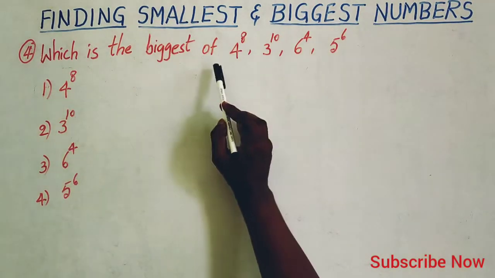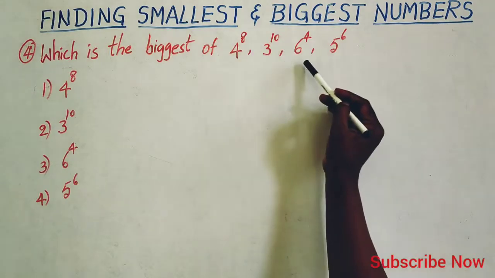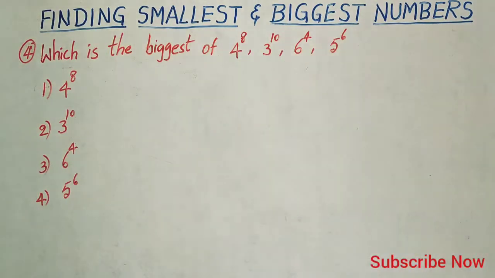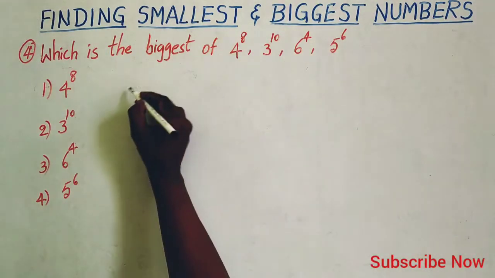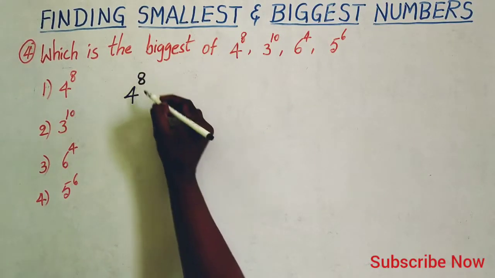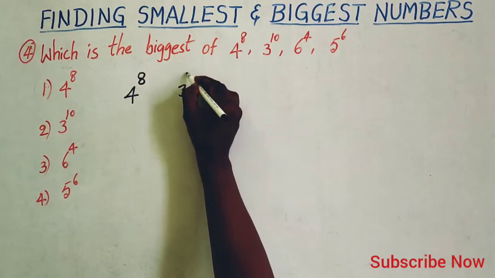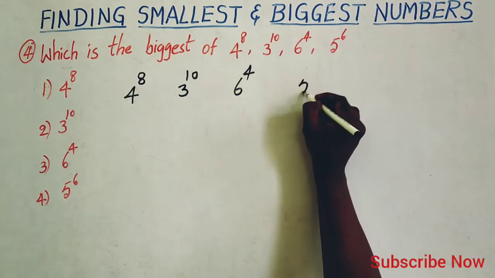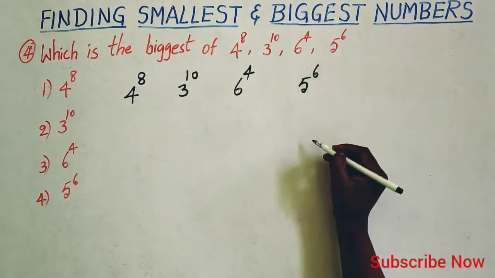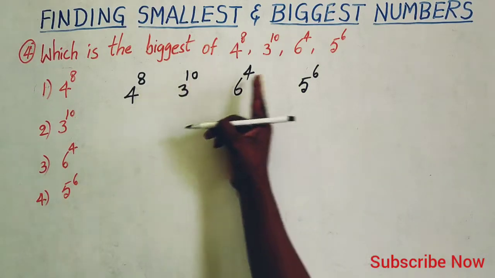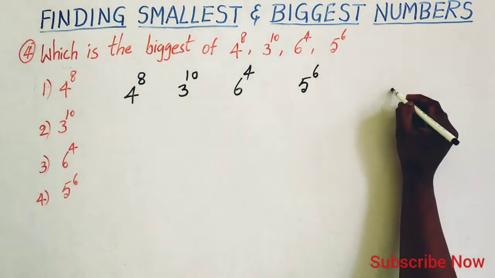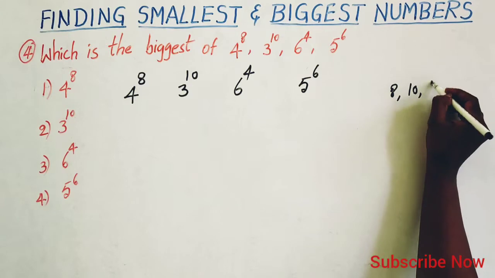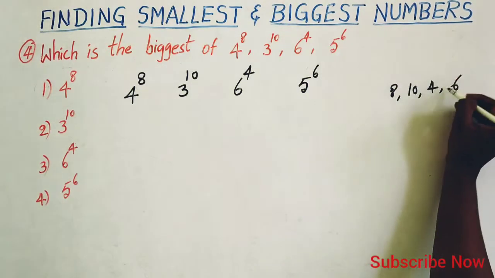Which is the biggest of 4^8, 3^10, 6^4 and 5^6? So the given numbers are 4^8, 3^10, 6^4 and 5^6. Now find the HCF of the powers: 8, 10, 4 and 6.